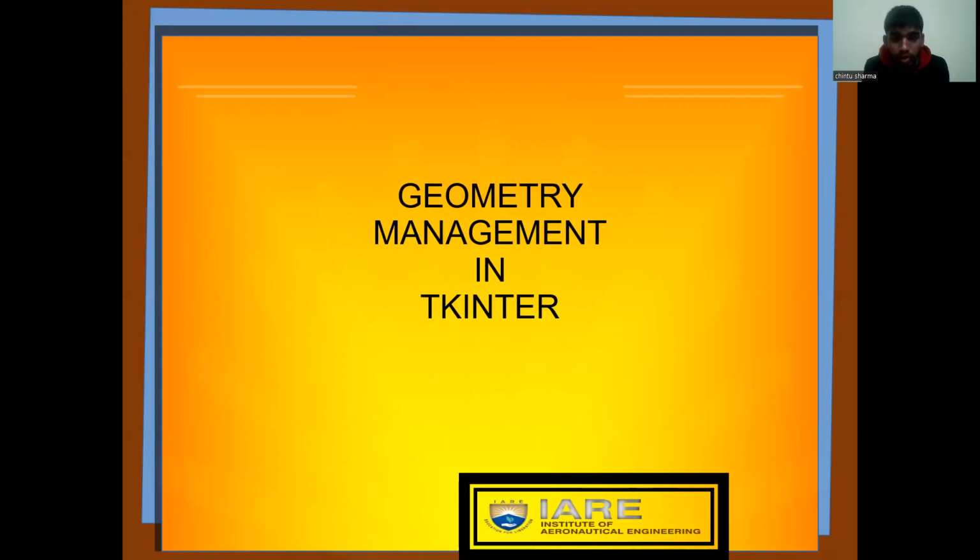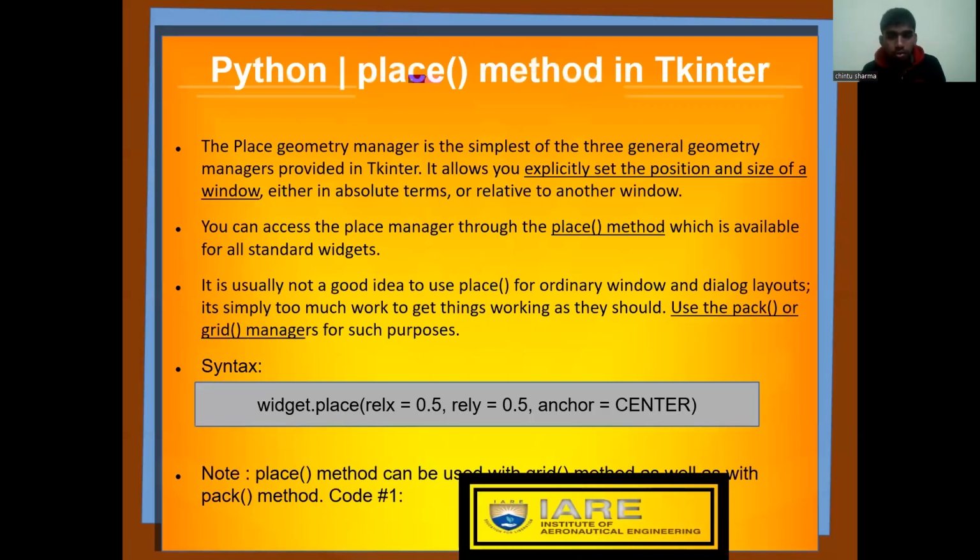Geometry management in Tkinter is our main topic. Moving on to the next slide. Python place method in Tkinter. Place geometry management is simple. Of the three general geometry managers provided in Tkinter, it allows us to explicitly set the position and size of the window. We can use it with place, pack, and grid. There are three functions for geometry management of the widgets.